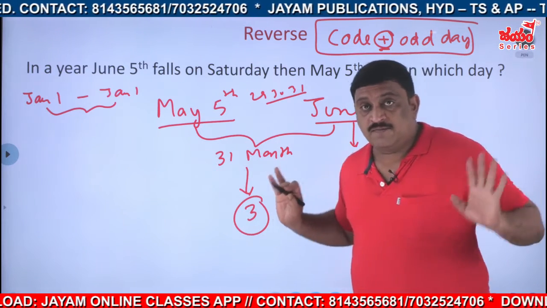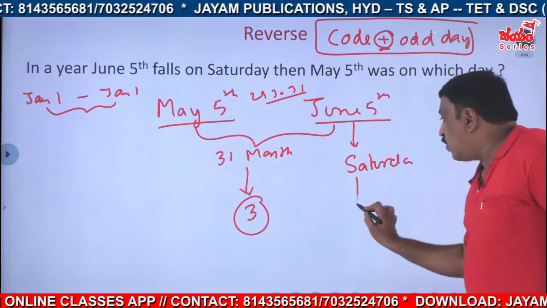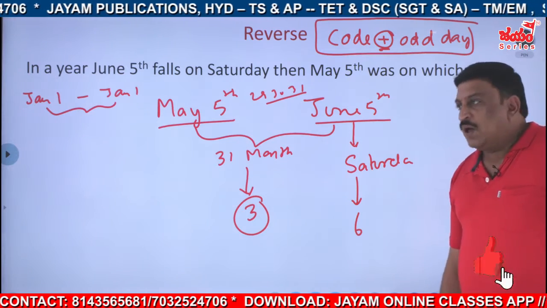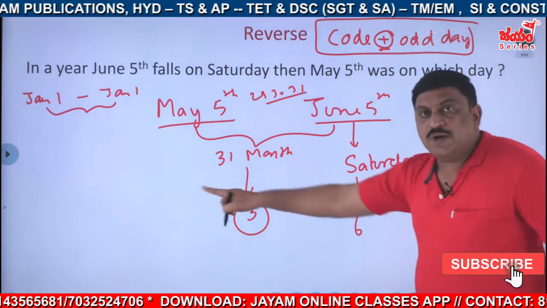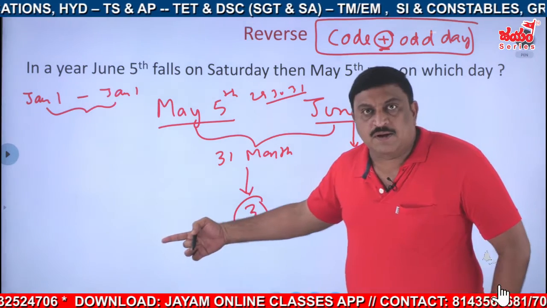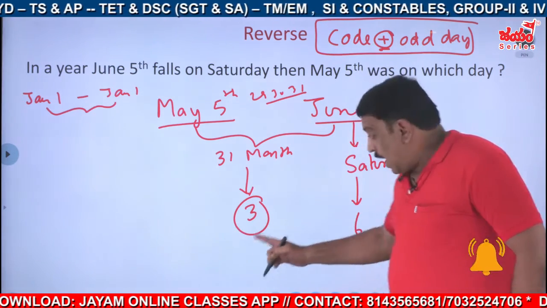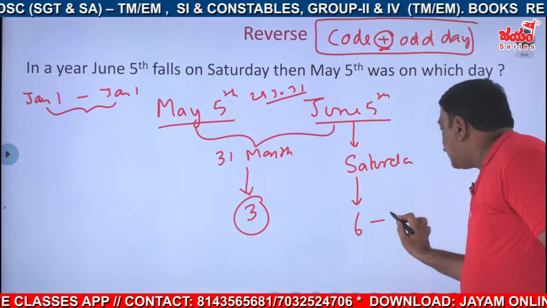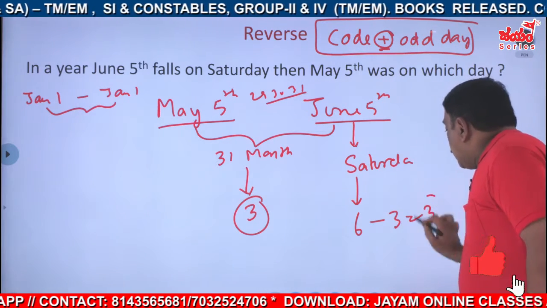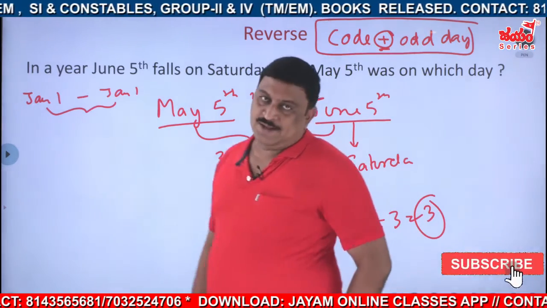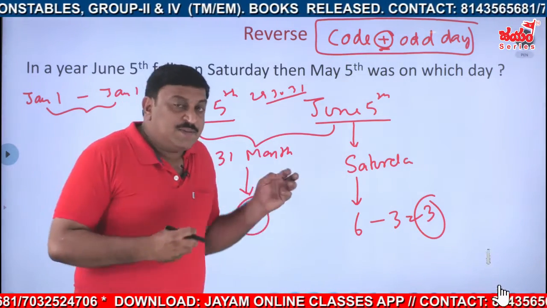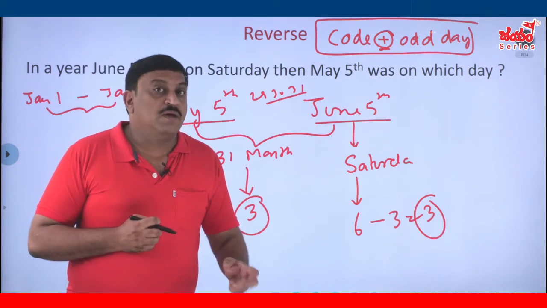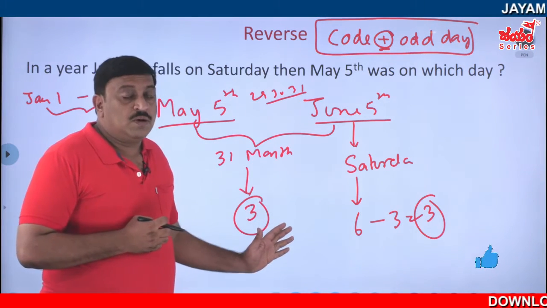Okay, fine. Now, see this one. Saturday the code is 6. In between them, 3 odd days only. So, shall we subtract this one to get that one or add? We should not add, we should subtract. You are going back now. So, 6 minus 3 is equal to 3. 3 means what? Wednesday.